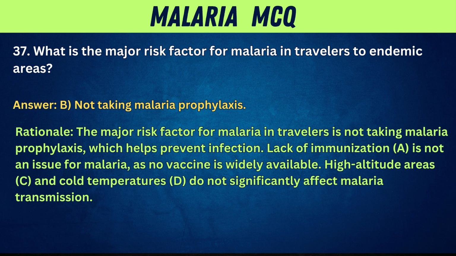Rationale: the major risk factor for malaria in travelers is not taking malaria prophylaxis, which helps prevent infection. Lack of immunization (A) is not an issue for malaria, as no vaccine is widely available. High-altitude areas (C) and cold temperatures (D) do not significantly affect malaria transmission.